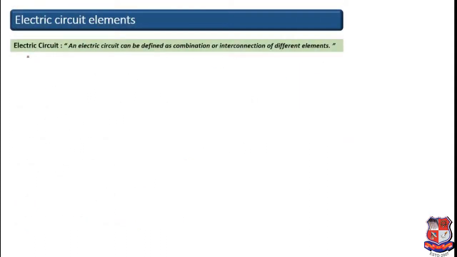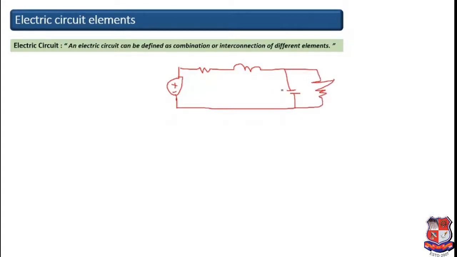So what is an electric circuit? Whenever we study electric circuit elements, we should know what an electric circuit is. An electric circuit can be defined as a combination of interconnection of different elements. You can have a source, you can have various elements which are connected in series or parallel. They can be a combination of all the elements, and this combination must be closed such that it forms the interconnection of the elements, and this can be said to be an electric circuit.